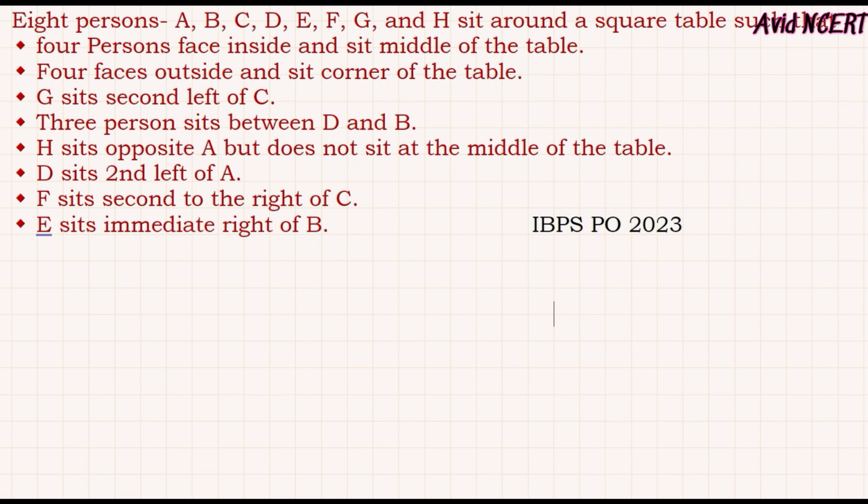This is Geeta. Today we'll be solving a question from IBPS PO 2023 question paper. 8 persons A, B, C, D, E, F, G and H sit around a square table such that 4 persons face inside and sit middle of the table, 4 faces outside and sit corner of the table. G sits second left of C, 3 persons sits between D and B, H sits opposite A but does not sit at the middle of the table. D sits second left of A, F sits second to the right of C and E sits immediate right of B. So, first let's draw the square table and mark the places.